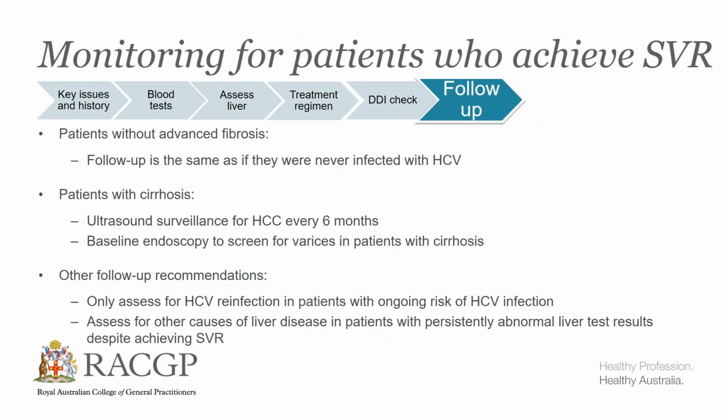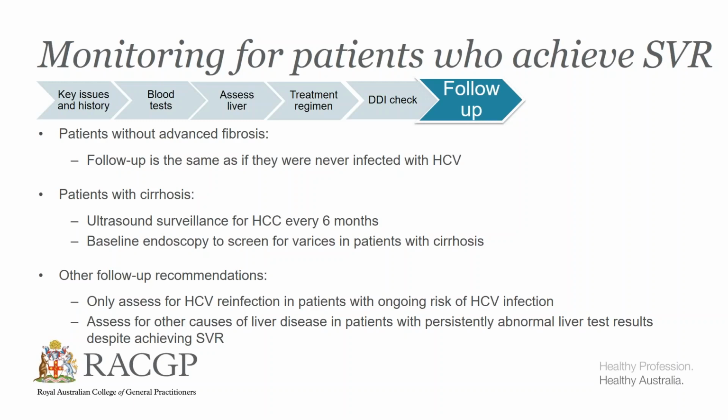And I think this is one of the critical points of that pre-treatment assessment, because it does dictate how we manage these people after SVR. So patients without advanced fibrosis, you follow up the same as if they were never infected with hepatitis C. Yes, because you've cured the infection, they don't have fibrosis. Unless there's a risk, you don't. So it's a durable cure.